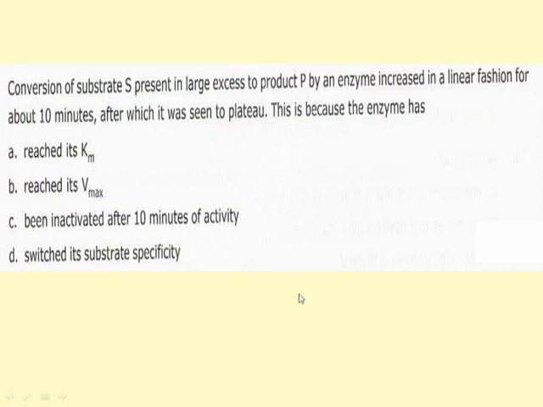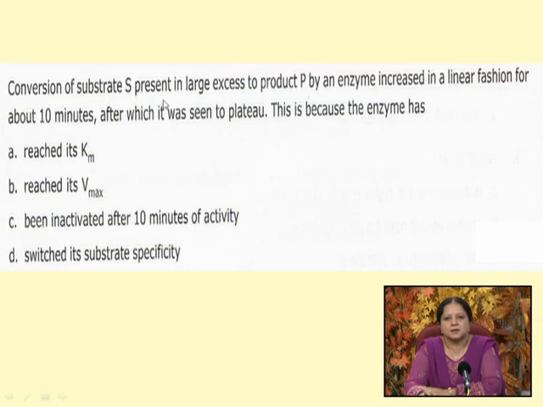Now coming to a few problems based on these concepts, we have here a question which states: conversion of substrate S present in large excess to product P by an enzyme increased in a linear fashion for about 10 minutes, after which it was seen to plateau. This is because the enzyme has reached its Km, reached its Vmax, has been inactivated after 10 minutes of activity, or switched its substrate specificity.